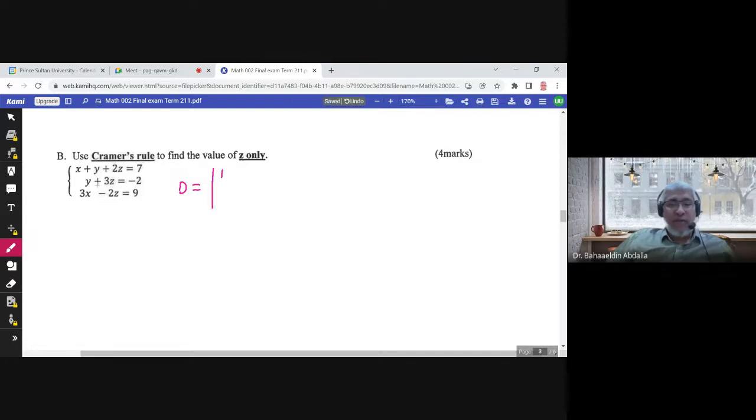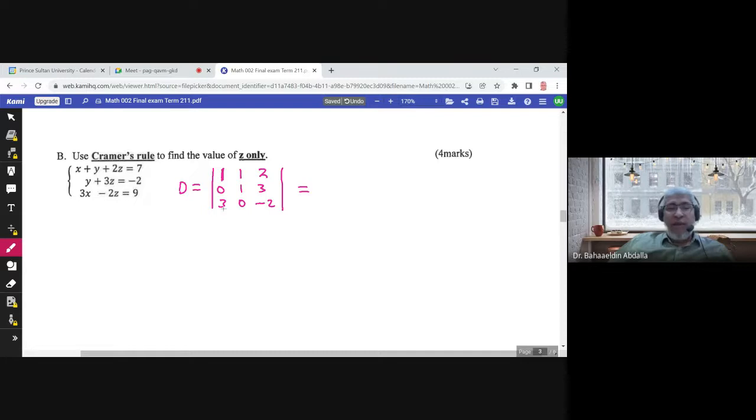of x. So one, the coefficient of x in the second equation is 0, then 3. The coefficients of y, 1, 1, 0, there is no y in the third equation. And then 2, 3, and negative 2, this is the determinant D. And to evaluate determinants, please watch the video about section 9.4.